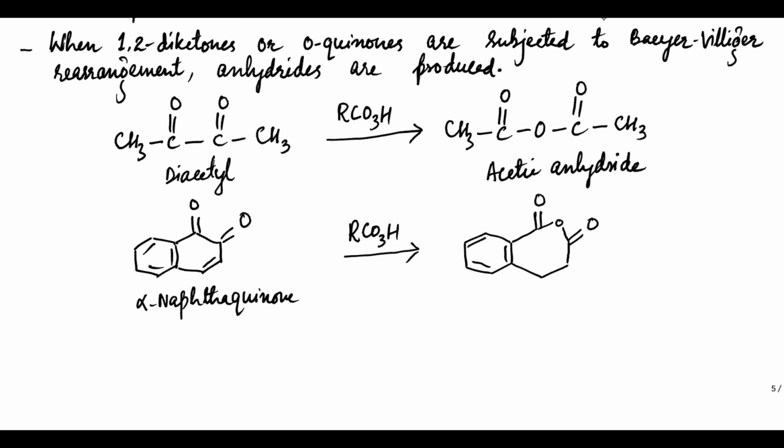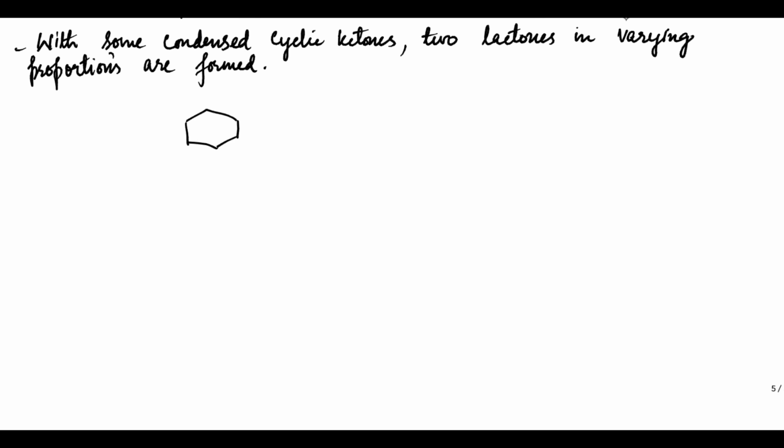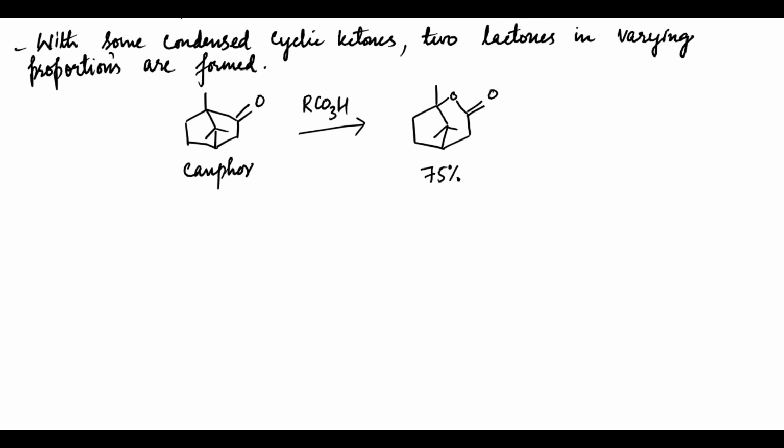to form this anhydride. With some condensed cyclic ketones, two lactones in varying proportions are formed. For example, when camphor is subjected to Baeyer Villiger oxidation, it gives two lactones in different proportions.